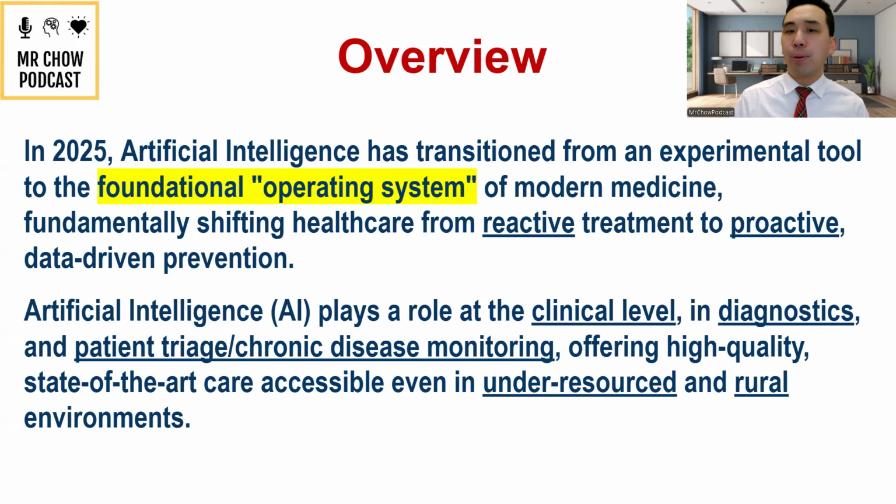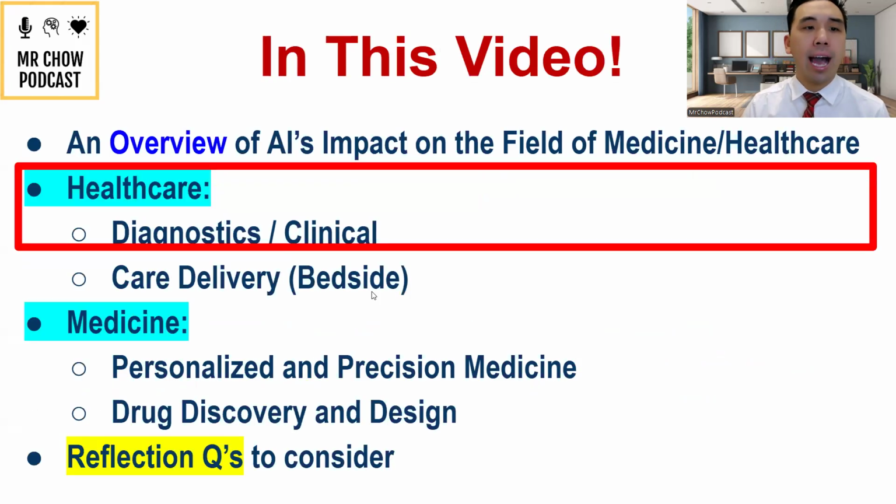So understanding that AI plays a role at the clinical level in diagnostics and patient triage and chronic disease monitoring, offering high quality, state-of-the-art care accessible even in under-resourced and rural environments. So maybe you don't have access to all of the people like in an urban setting, but AI can definitely help out. As we take a look at healthcare, let's focus on diagnostics and clinicals.